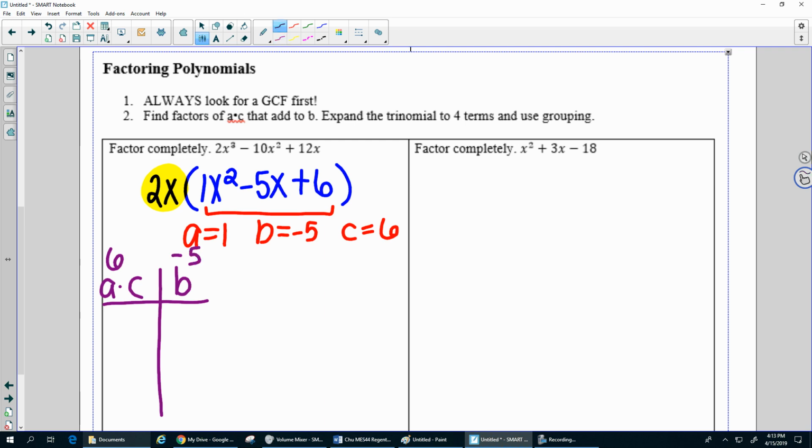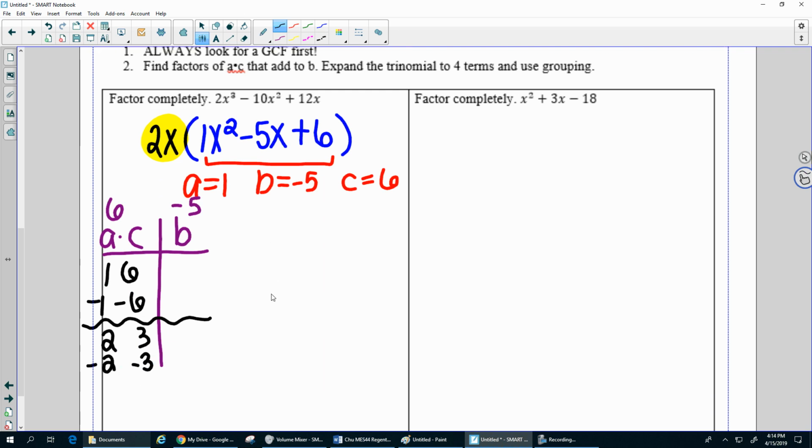We start by listing factors of 6, so 1 and 6, or also negative 1 and negative 6. We also have 2 and 3, or negative 2 and negative 3. These are all numbers that multiply to 6. Now we need to check, do they add up to 5? Sorry, do they add up to negative 5?